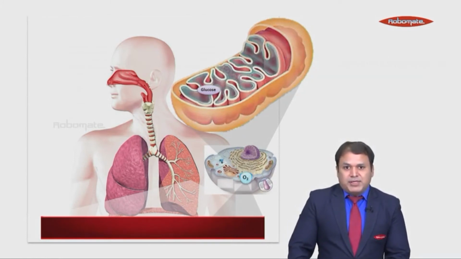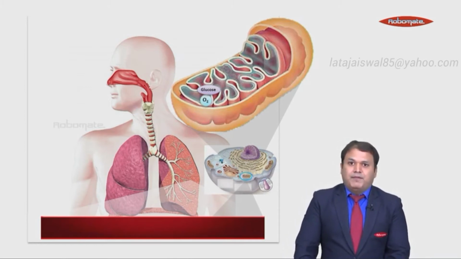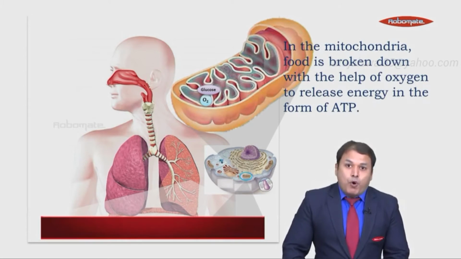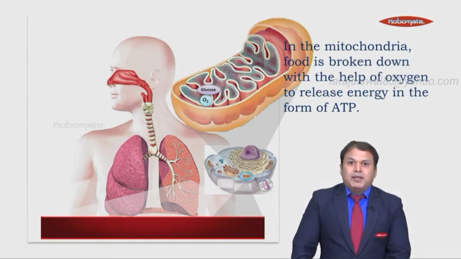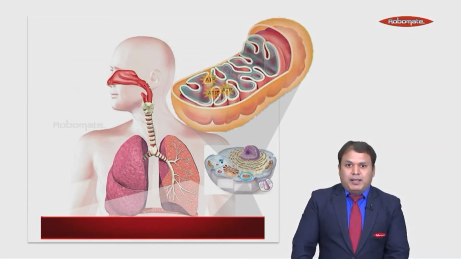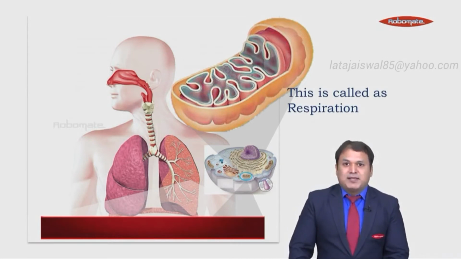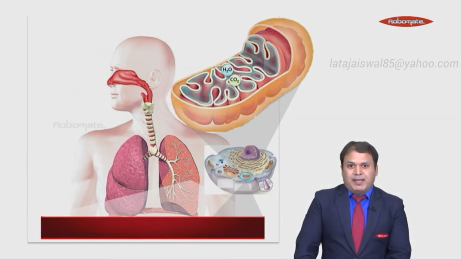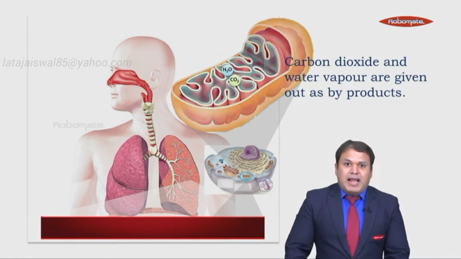So now oxygen enters the mitochondria, where glucose, that is food, is already present. Now in the mitochondria, this food, that is glucose, is broken down with the help of oxygen to release energy. And this energy is released in the form of ATP. So when glucose is broken down, it releases energy in the form of ATP. Now this process of release of energy from the food is called as respiration.